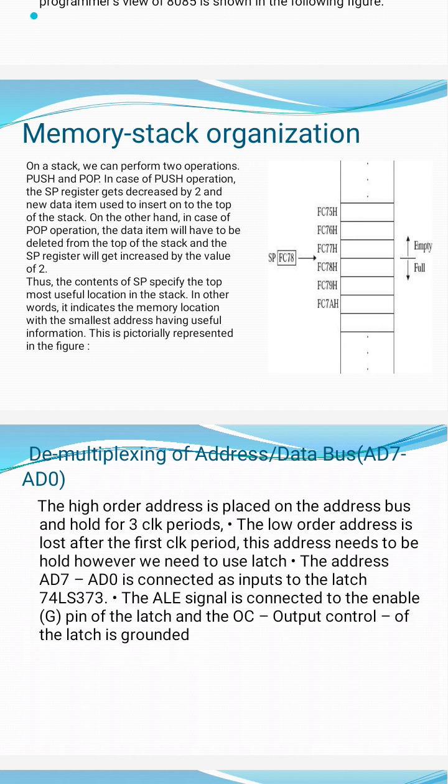On the other hand, in case of pop operation, data will have to be deleted from the top of the stack. Stack pointer always remains at the top of the stack, and whenever a pop operation is performed, the data is picked out from the stack, then the stack pointer register, SP register, is increased by 2. In this way, the contents of stack pointer specify the top in the stack. This indicates the memory location with the smallest address having useful information.